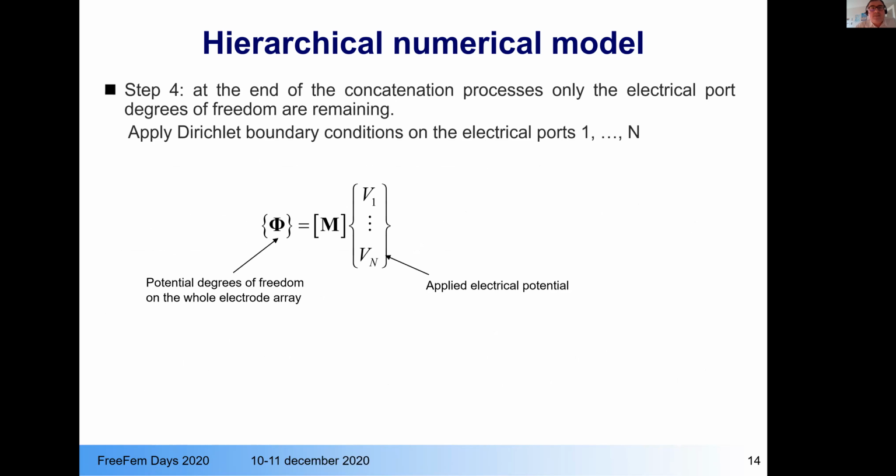Step 4 is that at the end of all the concatenation processes, you will have only the electrical port degrees of freedom remaining. And now it is time to apply the Dirichlet boundary condition on the electrical ports 1 to N regarding the applied voltage. So now you can compute the potential degrees of freedom for the whole electrode array.